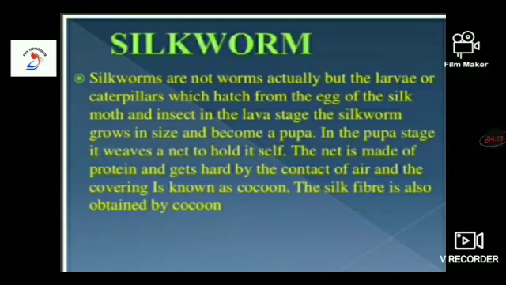Silkworm. Silkworms are not worms actually, but the larvae or caterpillars which hatch from the egg of the silk moth, an insect in the larva stage. The silkworm grows in size and becomes a pupa. In the pupa stage, it weaves a net to hold itself. The net is made of protein and gets hard by contact with air, and the covering is known as cocoon. The silk fiber is also obtained from the cocoon.